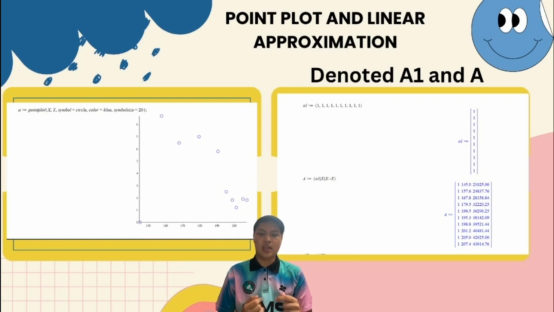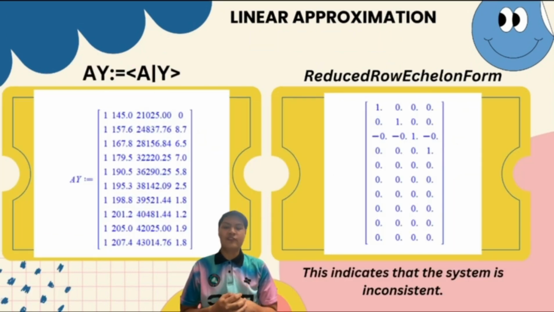Next, I denoted A1 and A. A1 is equal to the value of the constant x, which is 1, so we will have 10 numbers of 1. Then the values of A1, x, and x squared. Furthermore, we will have AY and the RREF, reduced row echelon form, for AY. And from the RREF, we can conclude that the system is inconsistent.